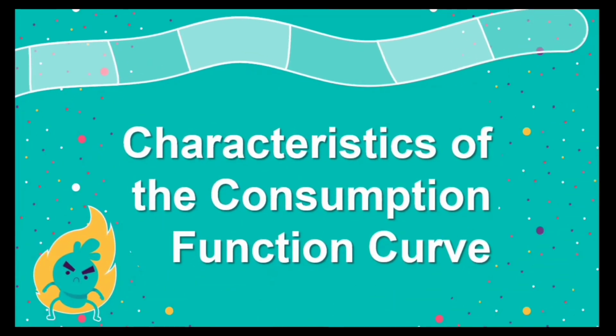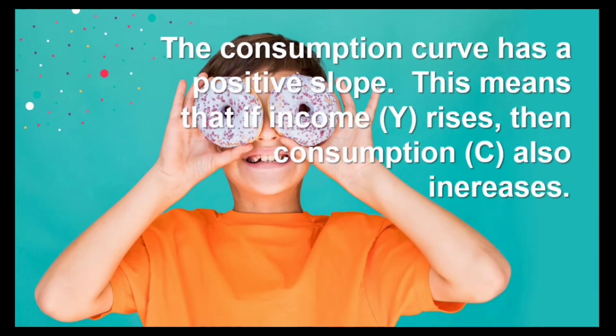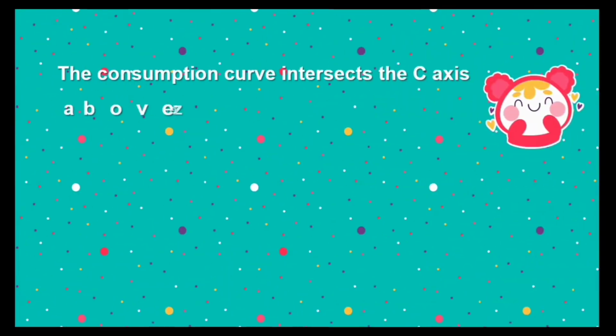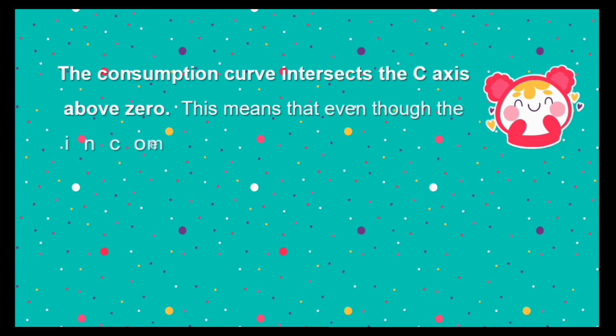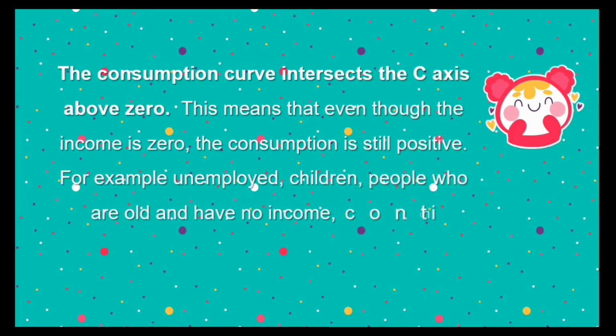Characteristic of the consumption function curve. First, the consumption curve has a positive slope. This means that if income rises, then consumption also increases. For the second, the consumption curve intersects the vertical axis above 0. This means that even though the income is 0, the consumption is still positive.